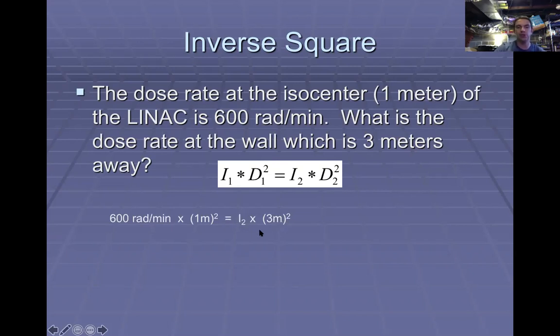So really what you do is you've got to get I2 by itself on one side of the equation, which involves just dividing by 3 meters squared, or 9 square meters. And that divides through, so your meters squared cancels, and you are left with 67 rad per minute. And again, I look and say, okay, well, I'm further away. My intensity went down. That makes sense. Sure enough, I could be confident in my answer.